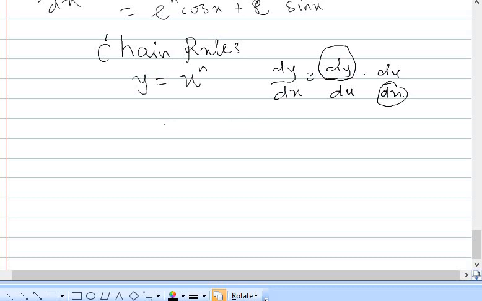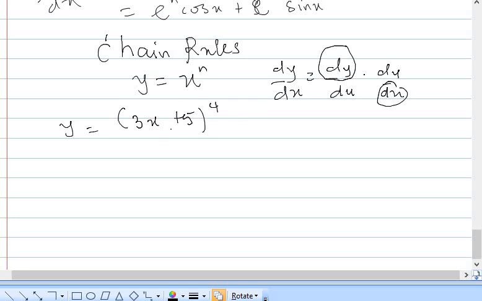So let's take a look at one question. So y is equal to 3x plus 5 whole power 4. As you see, this is not the sum rule or product rule, it is the one with power, so it's like the chain rule.